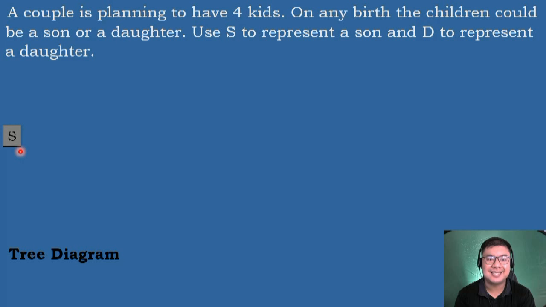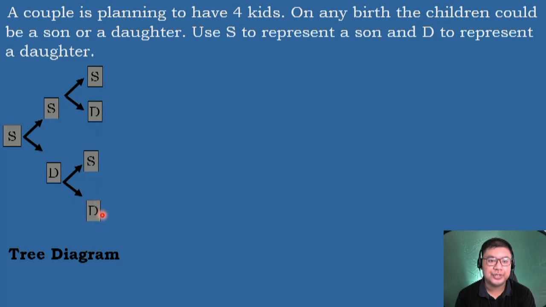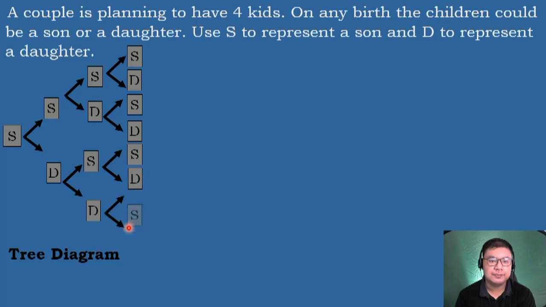Let's write first a son here. So we have S, and then draw a line here, followed by son, and then daughter. And then on their third child, it can be either son or daughter. And then on this side, can be son or daughter. And then on their fourth child, it can be son or daughter. This one again, son and daughter, and then son and daughter, followed by son and daughter.